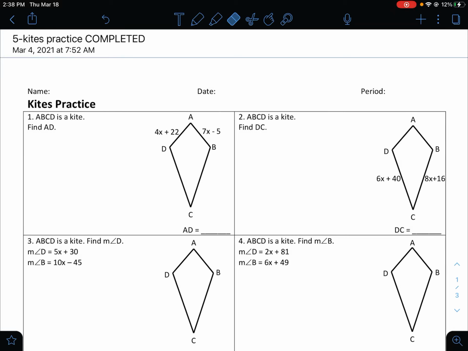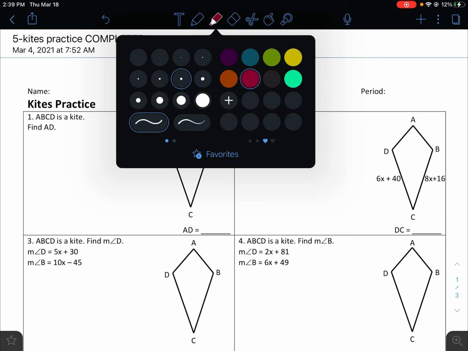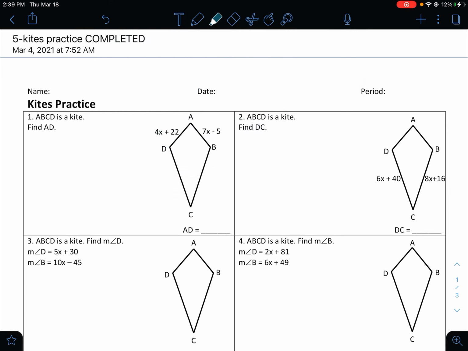Okay, let's take a look at these kites. So for number one, it's telling us obviously that this ABCD is a kite. And then it's saying that we need to find AD, which just means find how long AD is. So AD is right there. And the other information they give us is for AB, which is right there.